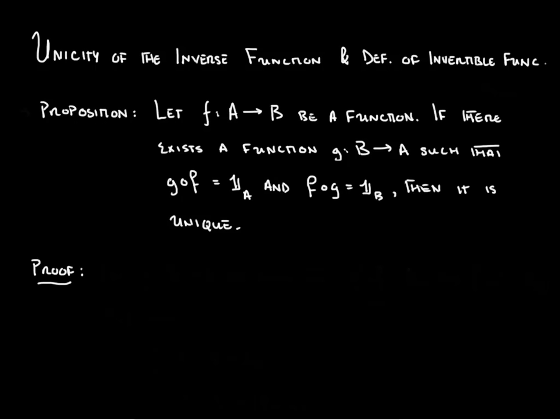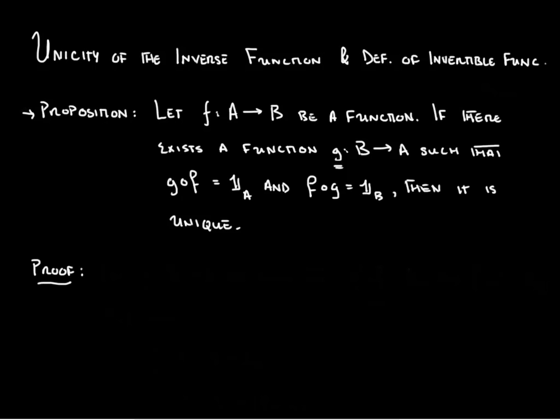Now for the unicity, we have a little proposition which says we start with a function f that goes from A to B, and it says that if there exists a function g which goes from B to A, such that g circle f is equal to the identity over A, and f circle g is the identity over B, then it is unique. The function g is unique. There can only be one that satisfies this property.